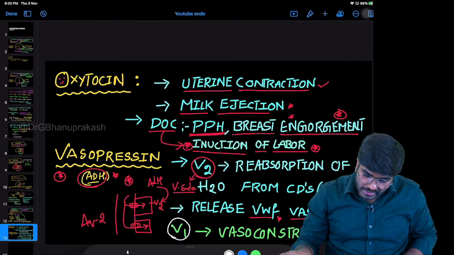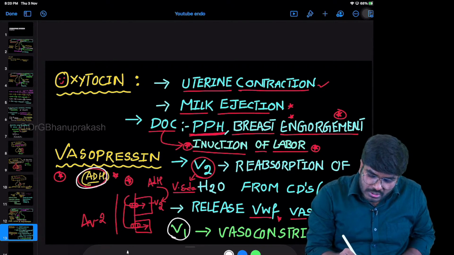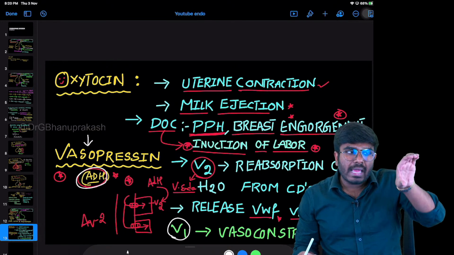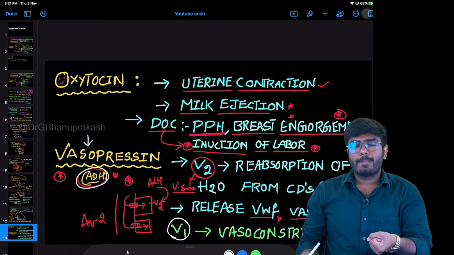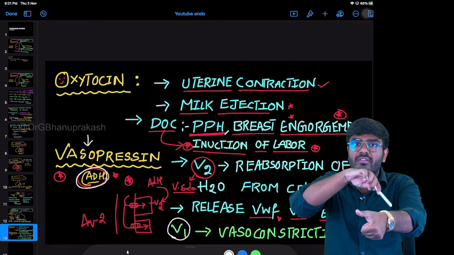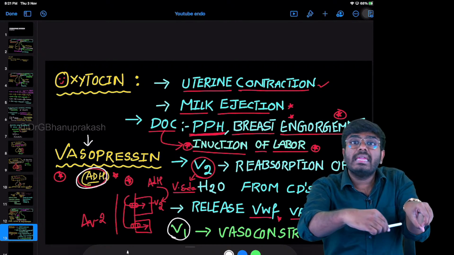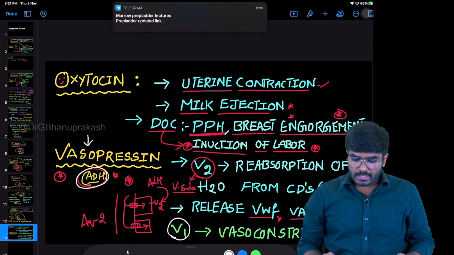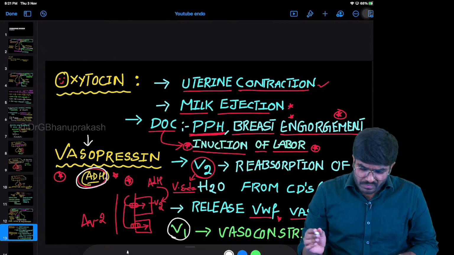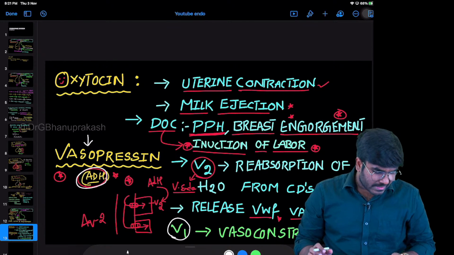That is the reason why the antidiuretic hormone is also called vasopressin. It presses the blood vessel. It causes the constriction of blood vessels. So the V1 receptor is present on the blood vessels, and the V2 receptor is present in the blood vessels on the endothelial cells. Okay, so I have explained whatever is needed.